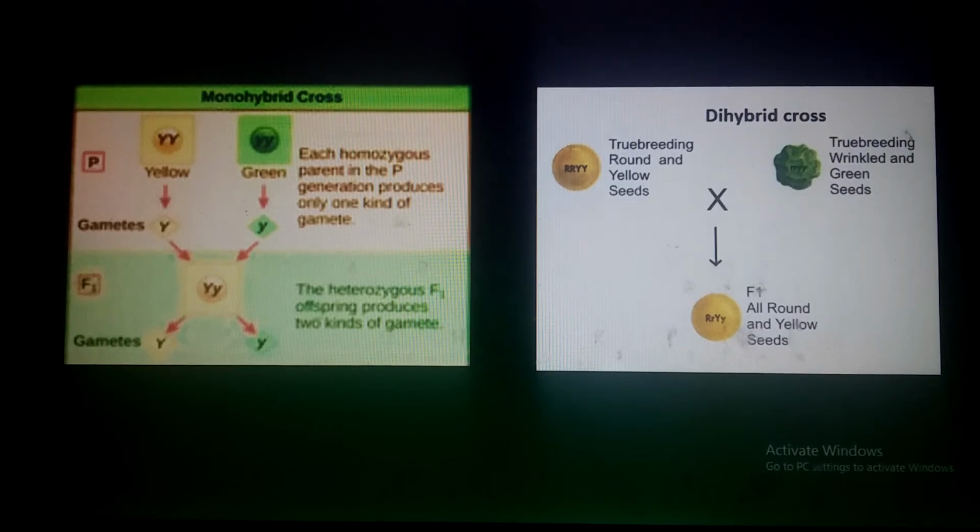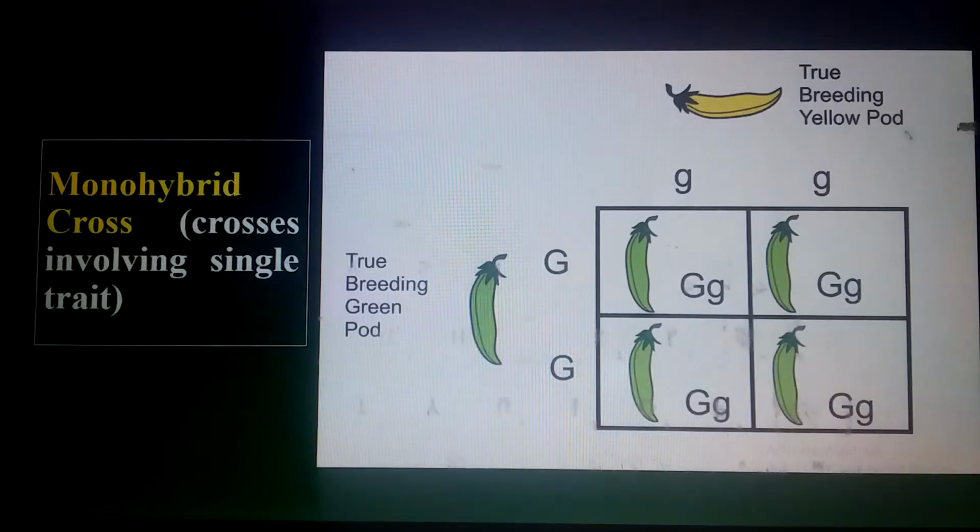Monohybrid cross involves just one or single trait or character at a time. The dihybrid cross involves two characters, like the seed shape, which we are considering here, and the seed color. But in monohybrid, just one trait. You can take just one, like the seed shape or the color, just one character. So monohybrid cross involves one, and the dihybrid involves two. The concept is clear now? Okay.